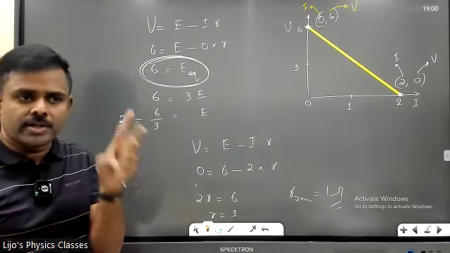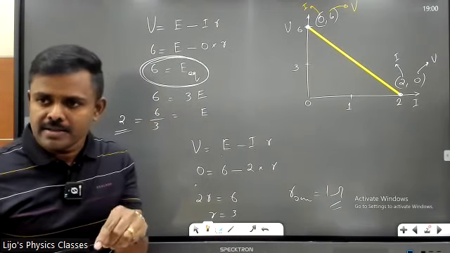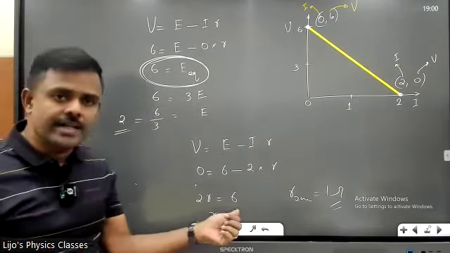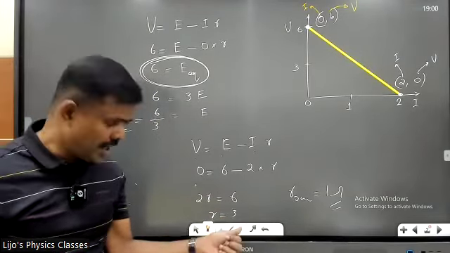3 pens cost 3 reals. What is the cost of 1 pen? 3 by 3, right? Same way, 3 cells have an internal resistance of 3 ohm. 1 cell will have how much? 3 by 3. That is equal to 1 ohm.